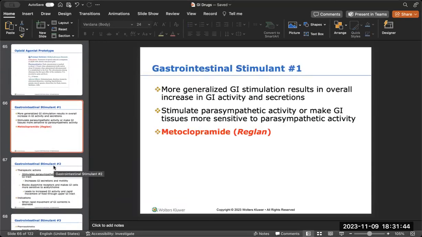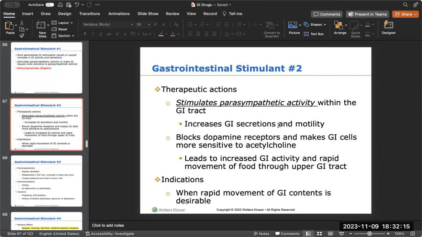Now, gastrointestinal stimulants like metoclopramide actually stimulate that parasympathetic rest and digest that helps you poop. But Reglan, some of you might know, is also an antiemetic because it also works to help alleviate nausea and vomiting. So an important point about this drug is that it helps you poop, so it's kind of like a laxative, and it helps prevent nausea and vomiting. Like I said, it stimulates the parasympathetic rest and digest, so we have more GI secretions and motility. We can poop better. Okay?